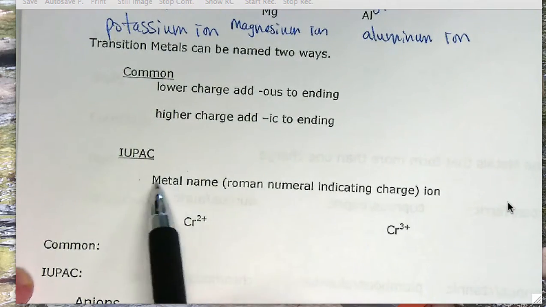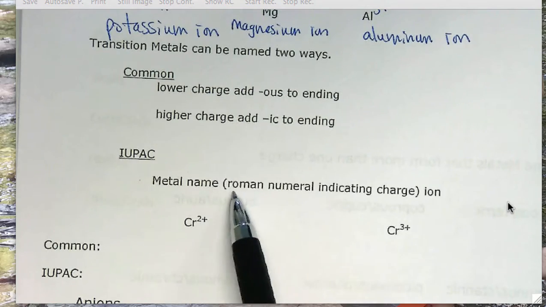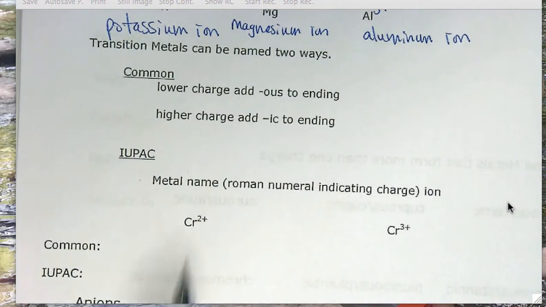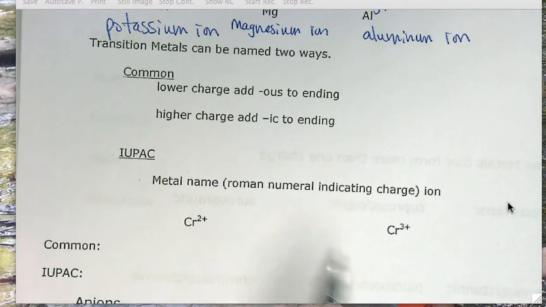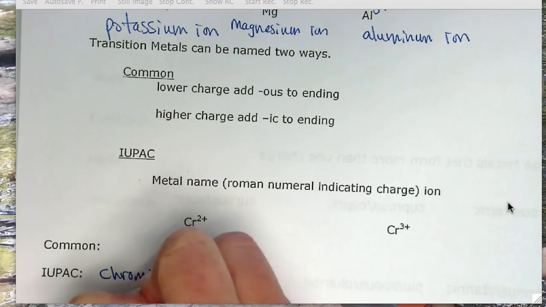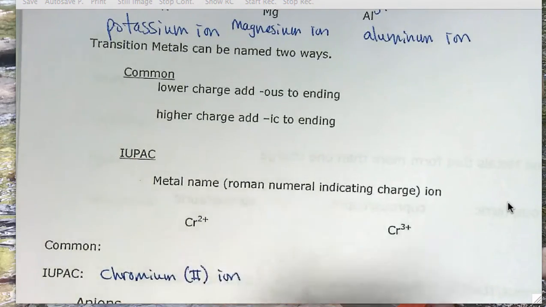The way you name it, which I think is easier, is you just put the metal name, then a Roman numeral indicating the charge, and then the word ion. So this one right here would just be called chromium 2 ion. If you called up that chemical supplier and said, I would like a solution of chromium 2 ion, they would know exactly what you're talking about and hopefully would be able to ship you the right chemical.